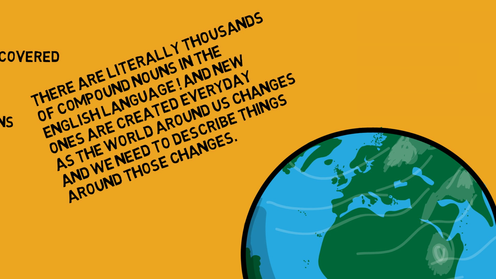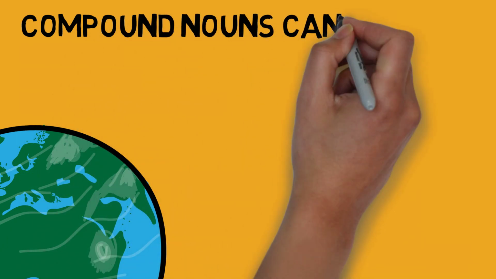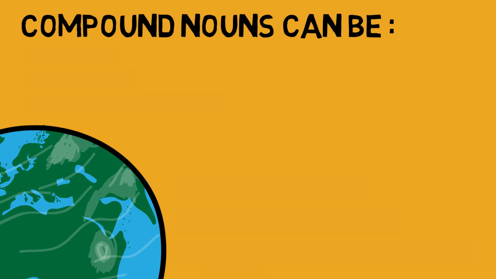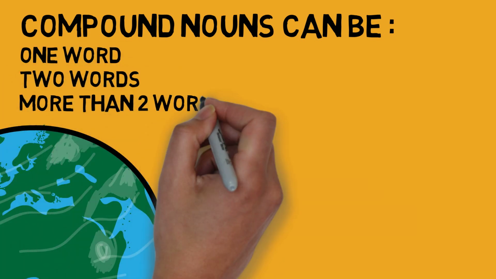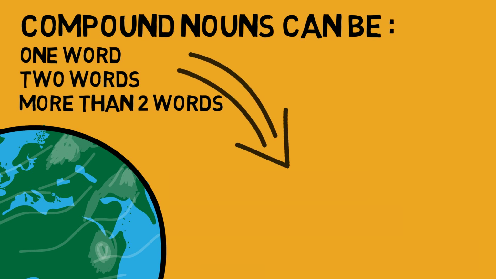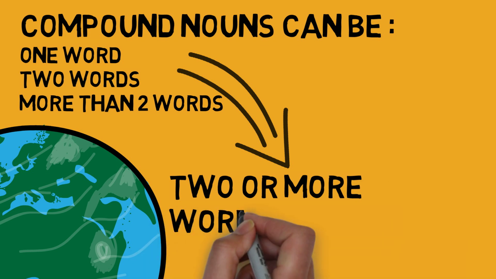Compound nouns are very important to understand, and there are thousands of them in the English language. So you really need to know them. Let's get started. Compound nouns can be in the form of one word, two words, or more than two words. They are formed from two or more separate words to make a new word.